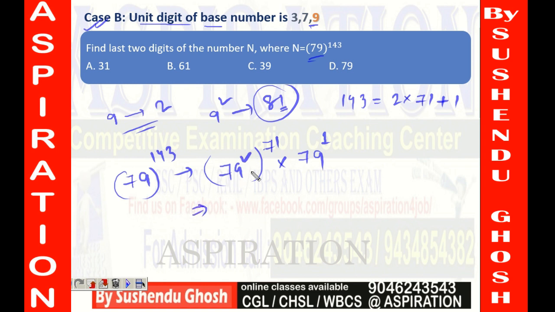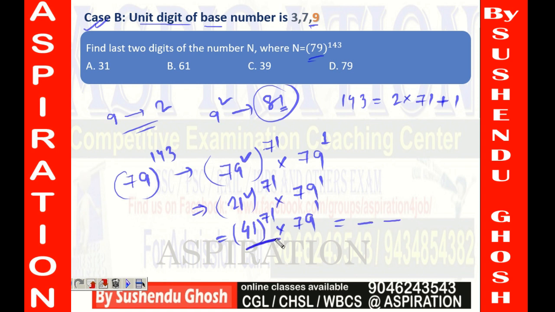Now I told you that whenever a number is close to 100, we can subtract that number from 100. So 100 minus 79 will give you 21. So this is 21 square to the power 71 multiplied by 79 to the power 1. Now 21 square will give you 41 in the last two digits, to the power 71 multiplied by 79 to the power 1. Now what are the last two digits of this number?